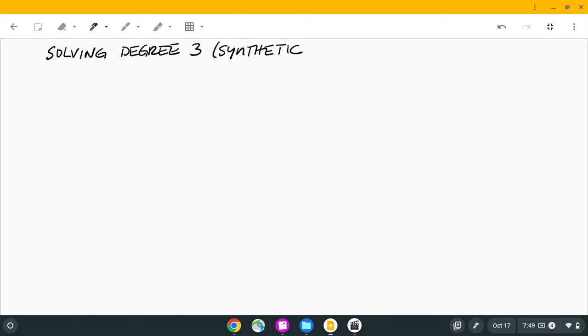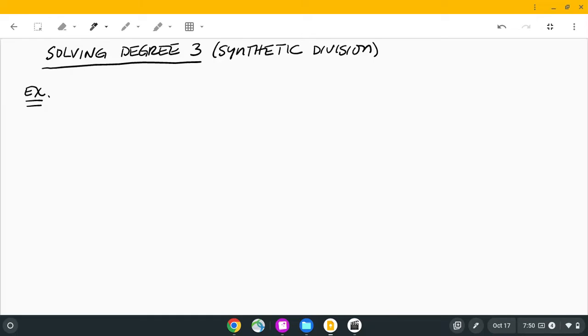So before, you learned how to solve degree 3 using factoring by grouping. So here we're going to be looking at degree 3 polynomials that are not factorable, or at least not factorable by grouping. Okay, so in this case, you would need to use synthetic division. Okay, all right, so let's take a look at this one here.